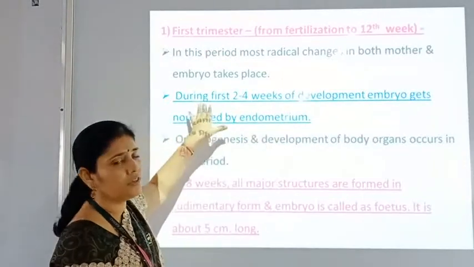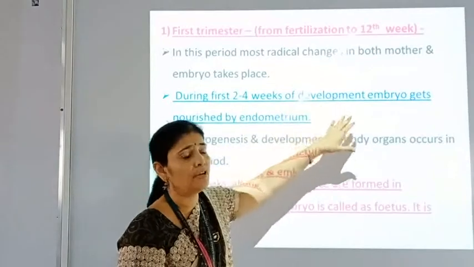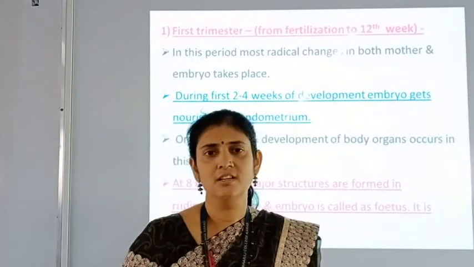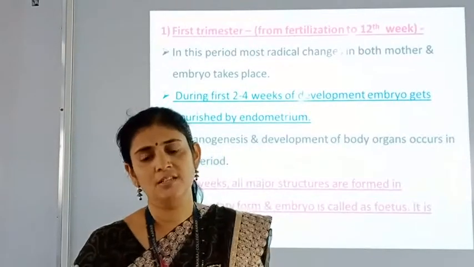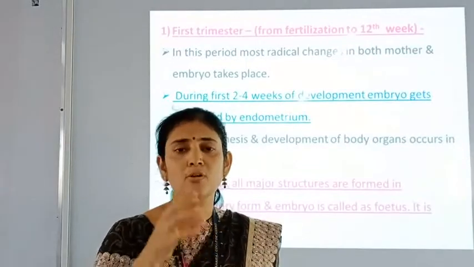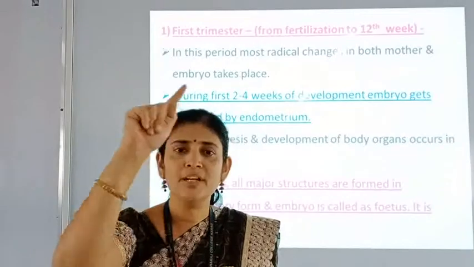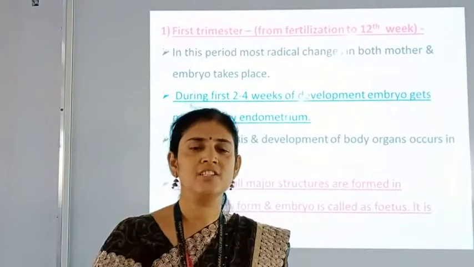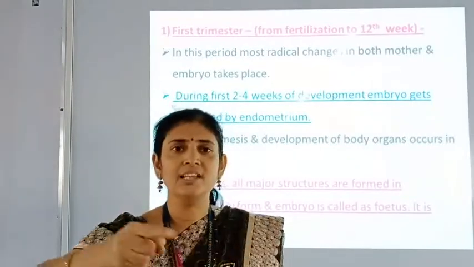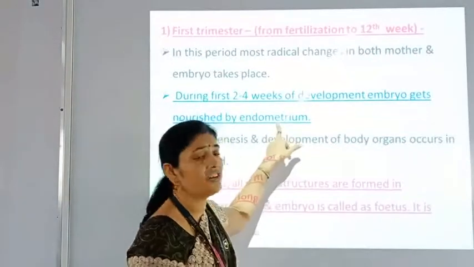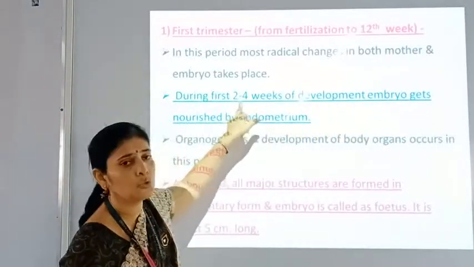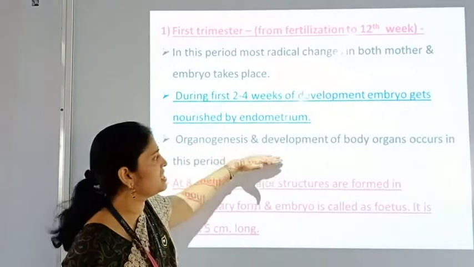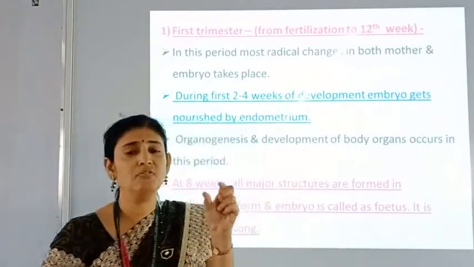During the first 2 to 4 weeks of development, the embryo gets nourished by the endometrium, that is, with the help of the endometrial wall of the uterus. The endometrium is nourishing the embryo during the first 2 to 4 weeks of development. After that, we have to see organogenesis and development of body organs, which occurs in this first trimester.